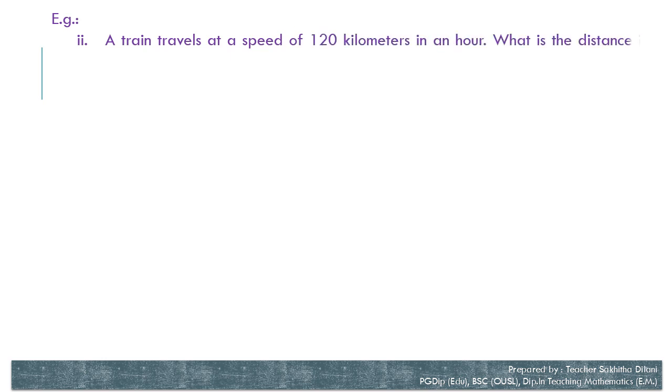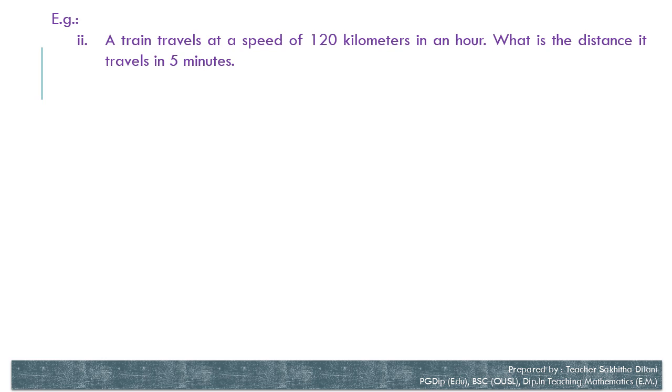Let's consider the second example. A train travels at a speed of 120 kilometers in an hour. What is the distance it travels in 5 minutes? Since the distance traveled in 1 hour, that means 60 minutes, is 120 kilometers.